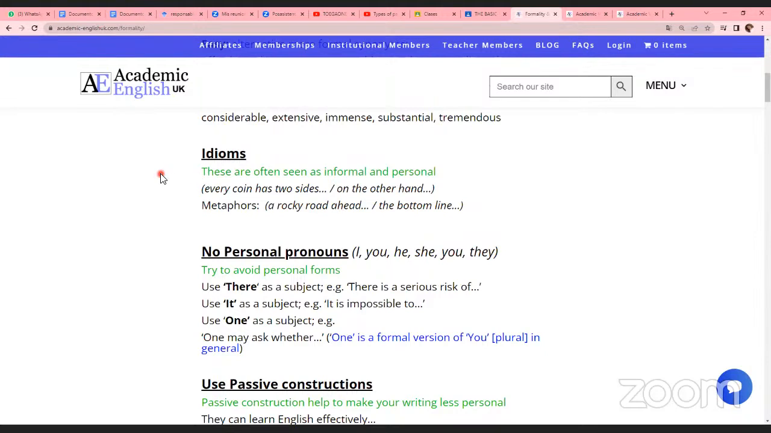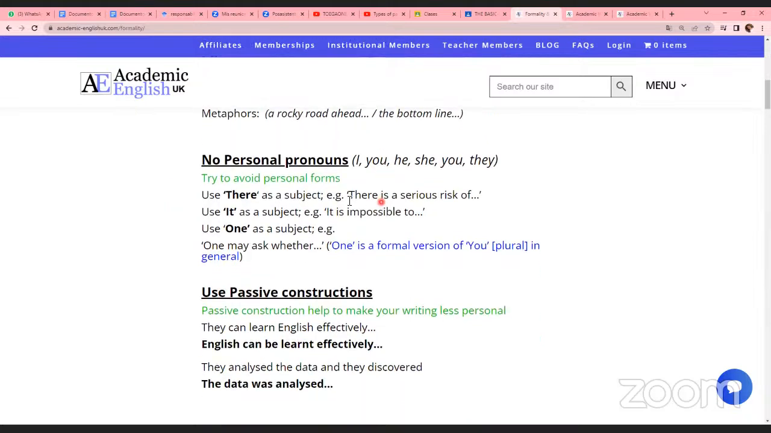Okay, so idioms are often seen as informal and personal. For example, every coin has two sides, or on the other hand. So we have to take care in that part, and avoid idioms such as the bottom line and the road ahead.